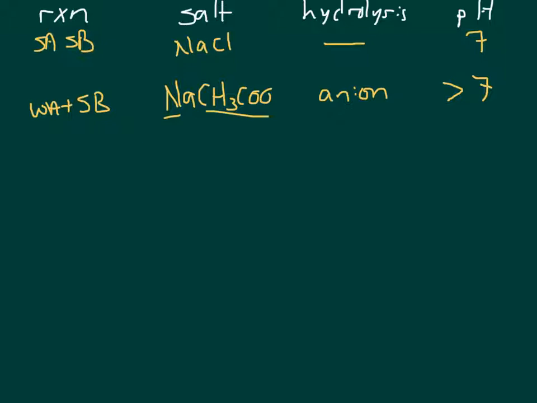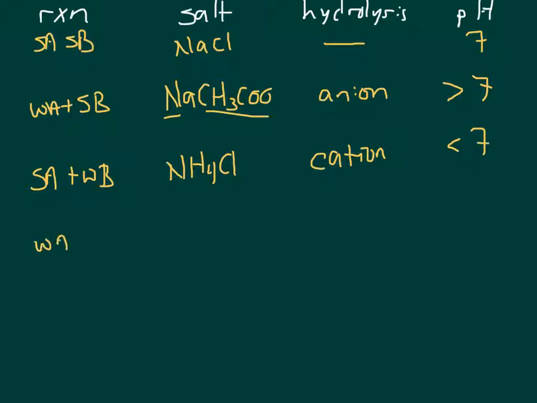Vice versa, if you have a strong acid and a weak base, like hydrochloric acid and NH3, you're going to make the salt NH4Cl. The way in which this one works is you're going to get a cation hydrolysis, and therefore you're going to be absorbing more of the hydroxide ions of the water, releasing your hydrogen ions, creating an acidic solution.